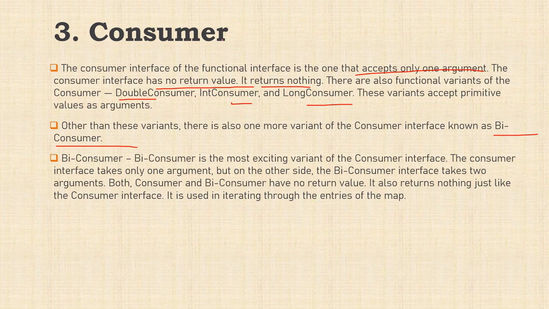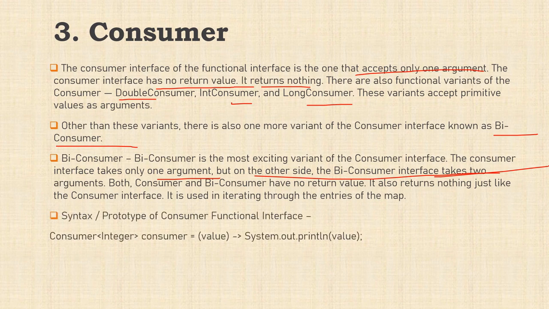So try to understand like this. Consumer means it will consume, so it will take some input, it will not return anything. Like this you can remember BiConsumer. BiConsumer is the most exciting variant. The consumer interface takes one argument, but on the other side the BiConsumer takes two arguments. So BiConsumer takes two arguments. So the syntax will be like this.